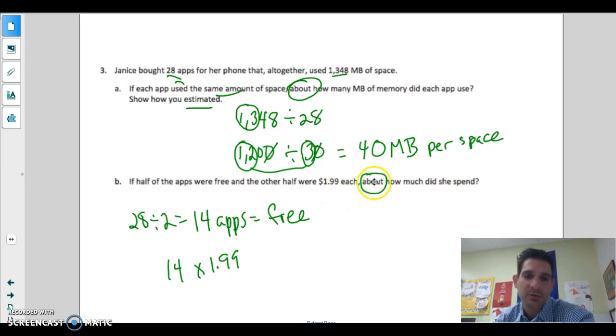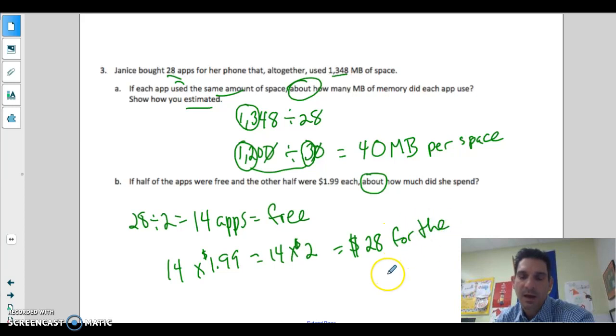Now it says about. So I don't need to multiply with the standard algorithm. I can just round it. So 14 times $2 is about $28 for the 14 apps.